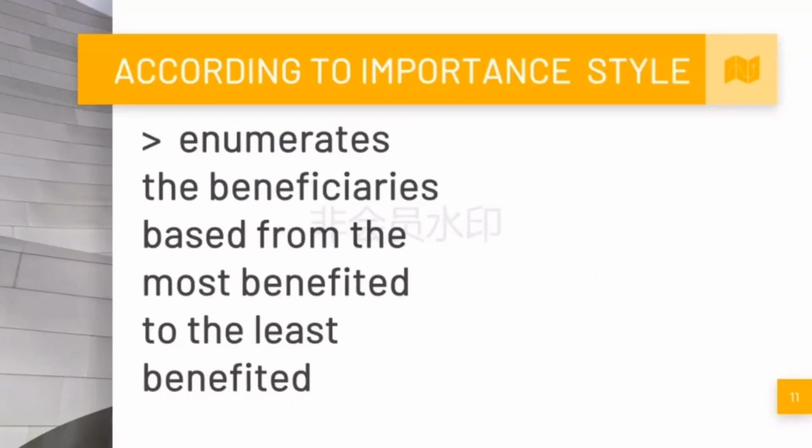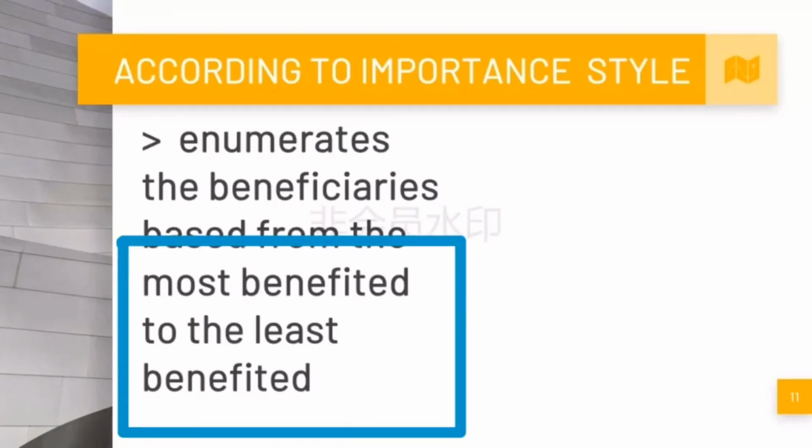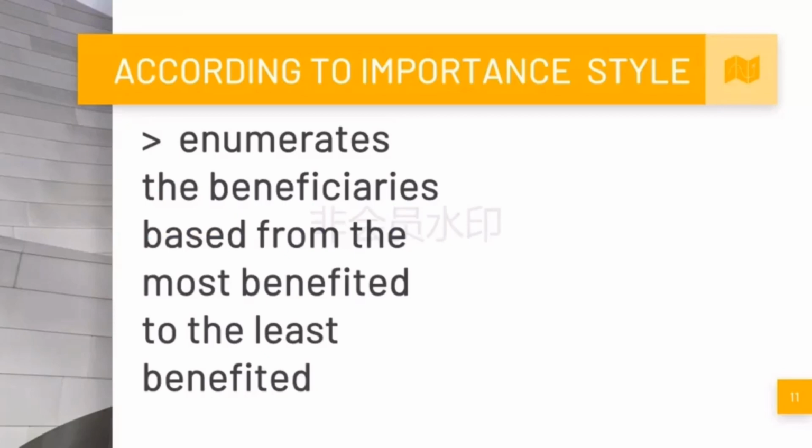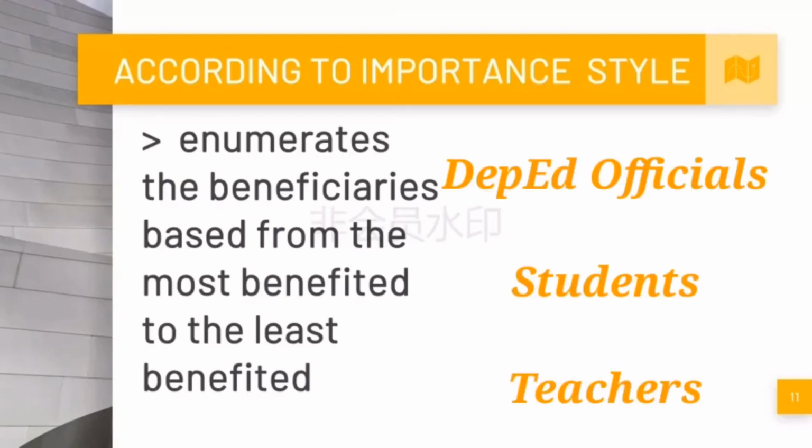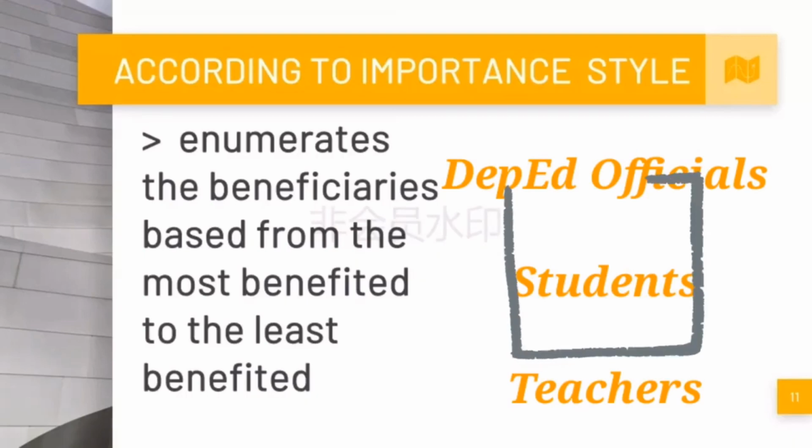Okay, so yung pangalawang style, according to importance. This enumerates the beneficiaries based from the most benefited to the least benefited. So, dito, if you will ask me, this is the one I prefer. Kasi this method enumerates the beneficiaries based dun sa halaga nila, no? So, nasa unahan yung pinakamakikinabang sa result ng study mo, pababa. So, this is according to the degree of significance to them. So, halimbawa na, ang talagang pinakamakikinabang sa result ng study mo ay ang mga estudyante. So, sila yung ilalagay mo sa pinakaunahan.